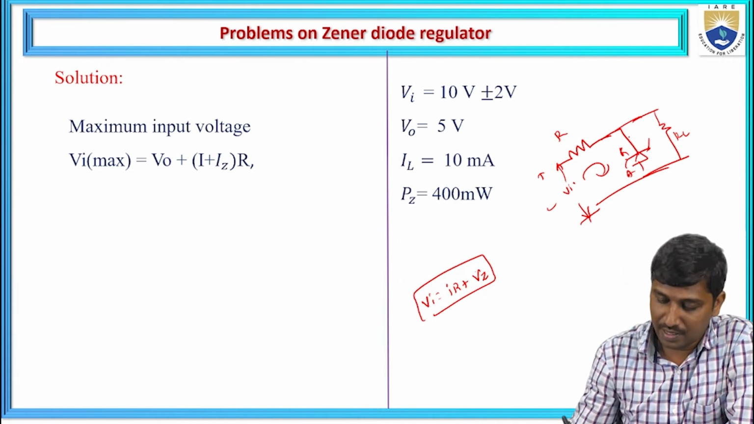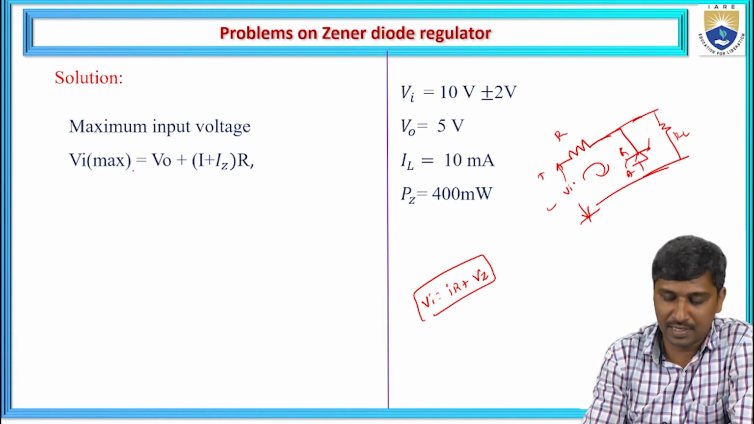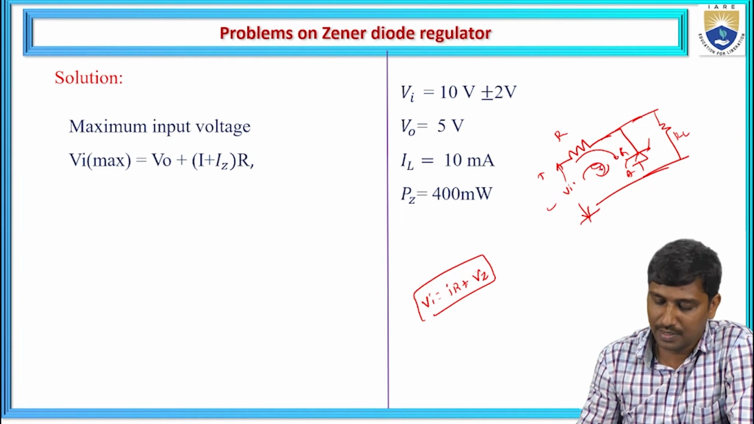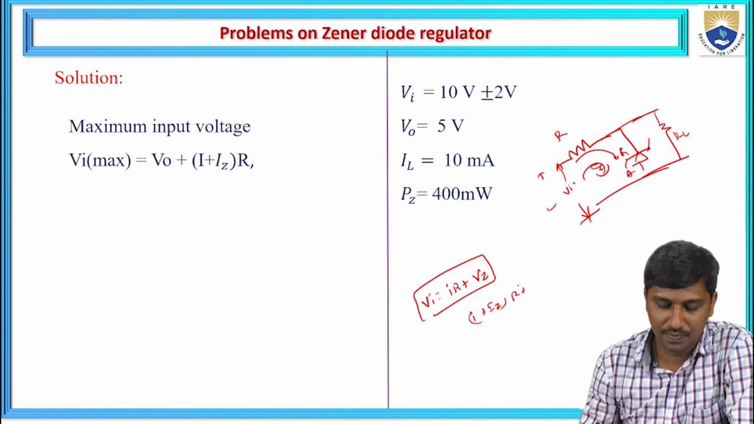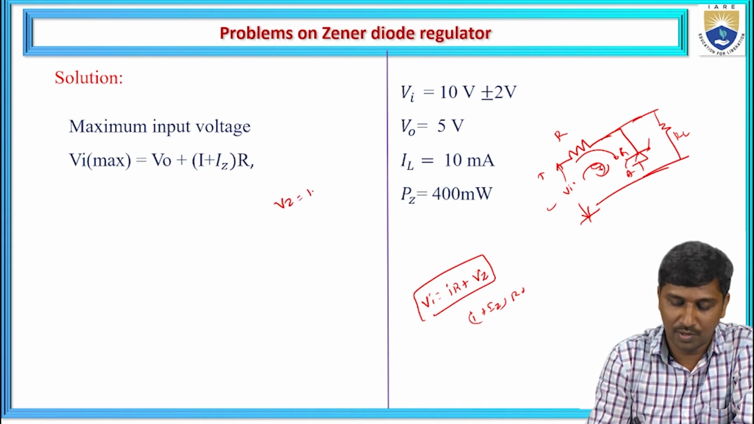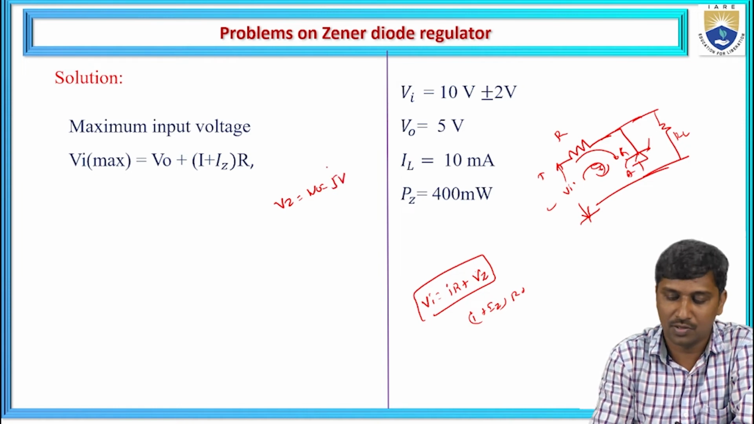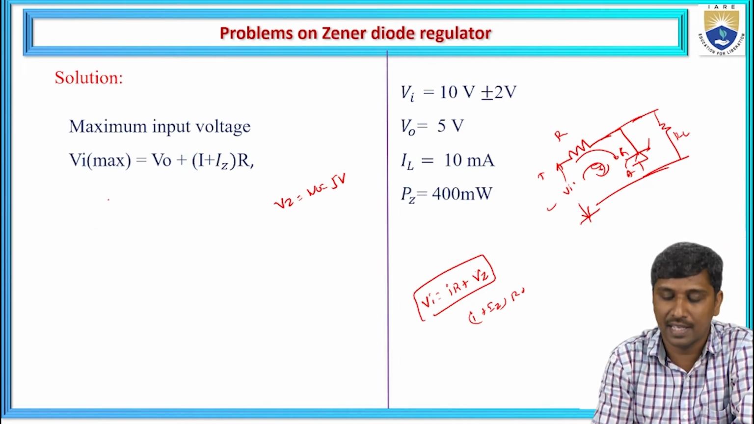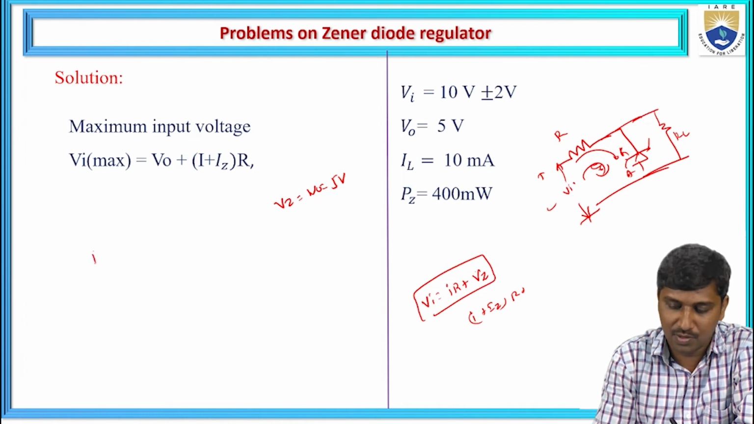So at this point VI is maximum. The same current is flowing through this Zener diode. That is the reason we can write the total current as I plus IZ into R, plus VZ, and VZ is nothing but your V naught. That V naught is equal to 5. So here we need to calculate. For VI maximum, the tolerance should be plus or minus 2 volts for the given specification of 10 volts. Hence, VI maximum becomes 10 plus 2, 12.